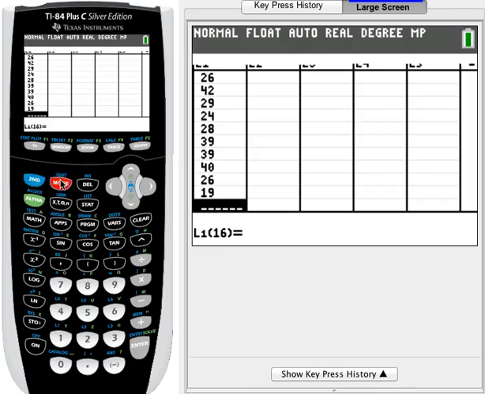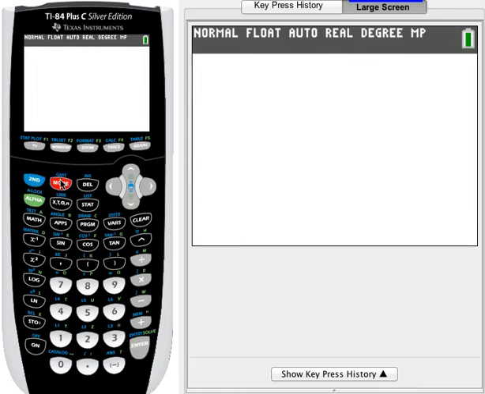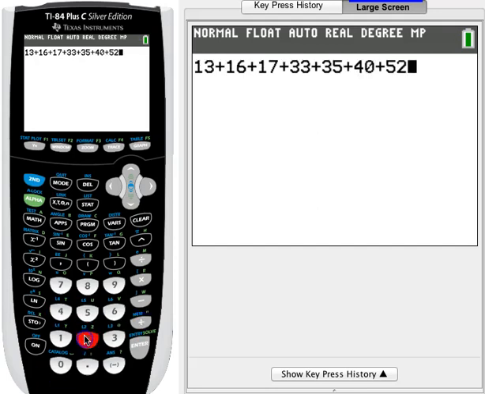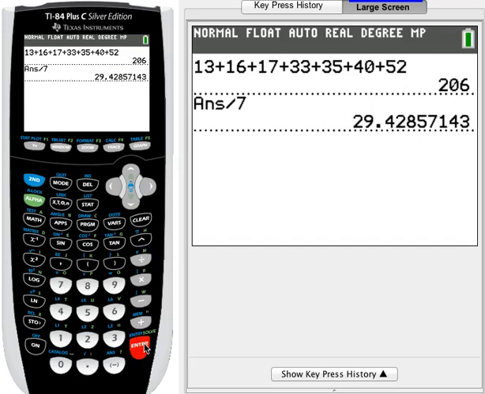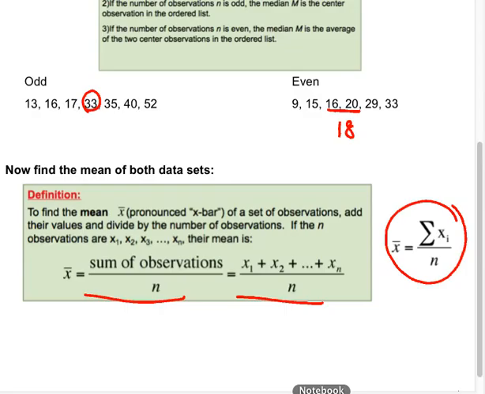So let's find the mean of that first data set. I'm going to add up all those values. 13 plus 16 plus 17 plus 33 plus 35 plus 40 plus 52. They add up to 206, and there were 1, 2, 3, 4, 5, 6, 7 of them. So I'm going to divide by 7. My mean is about 29.4.